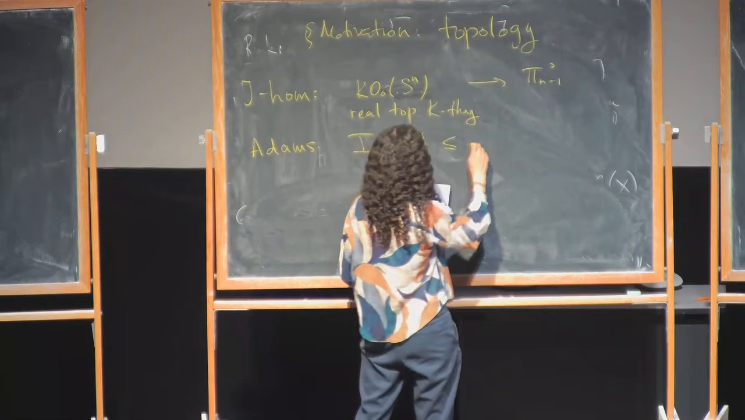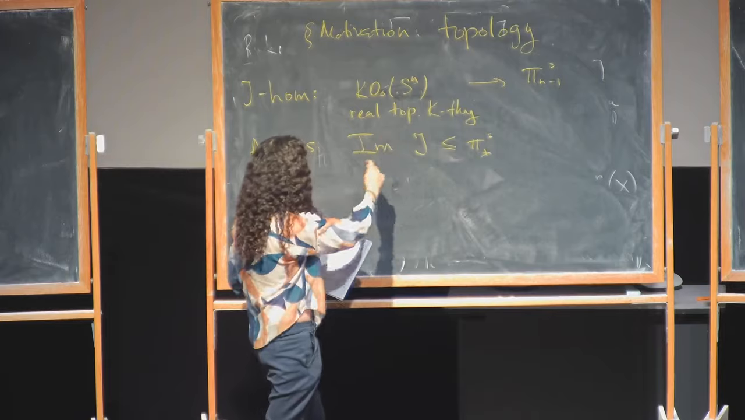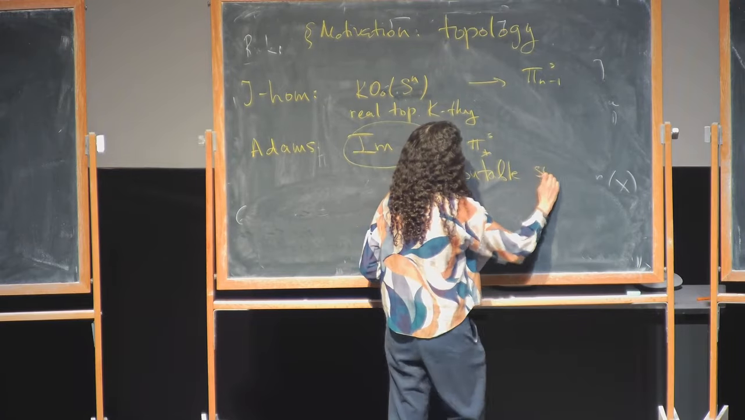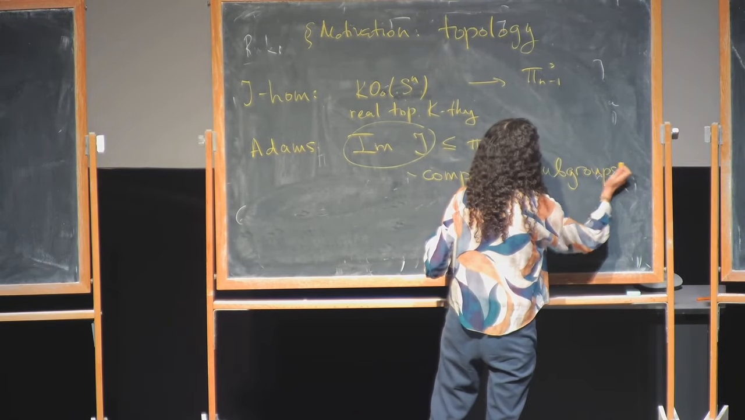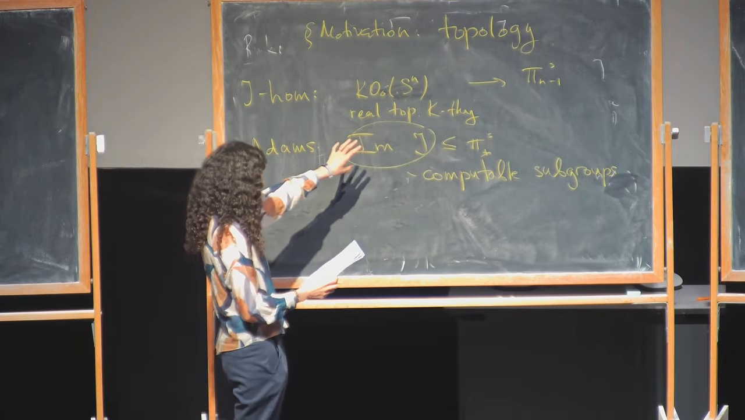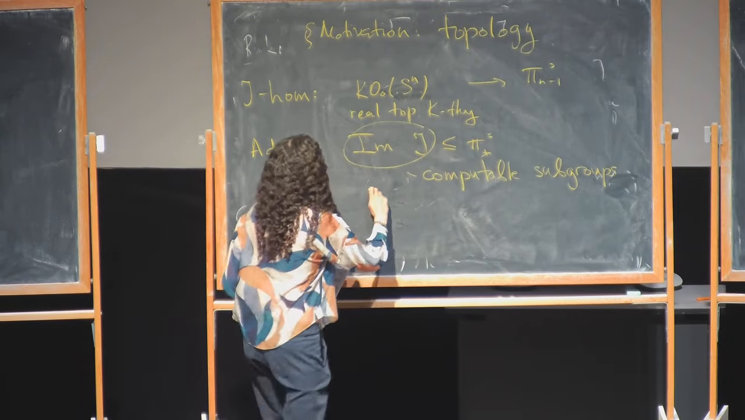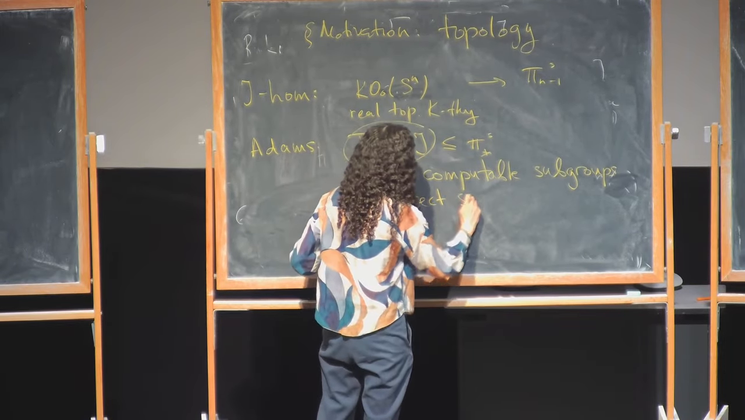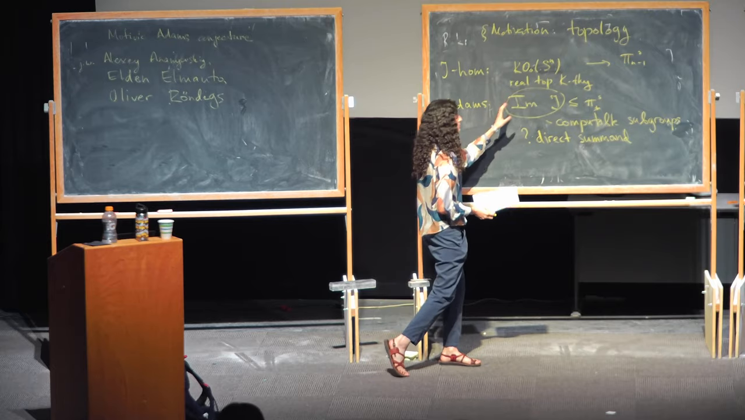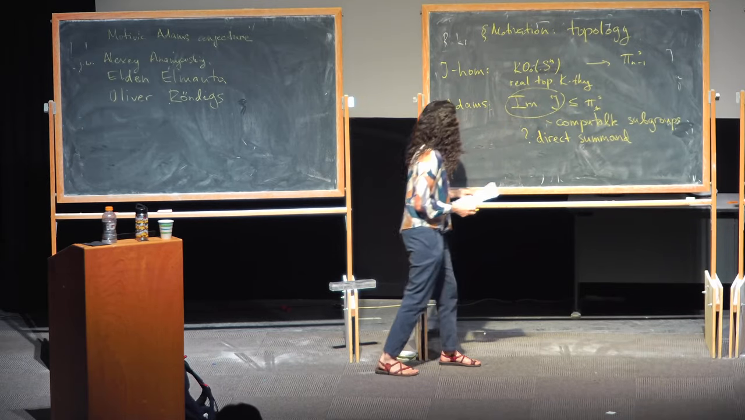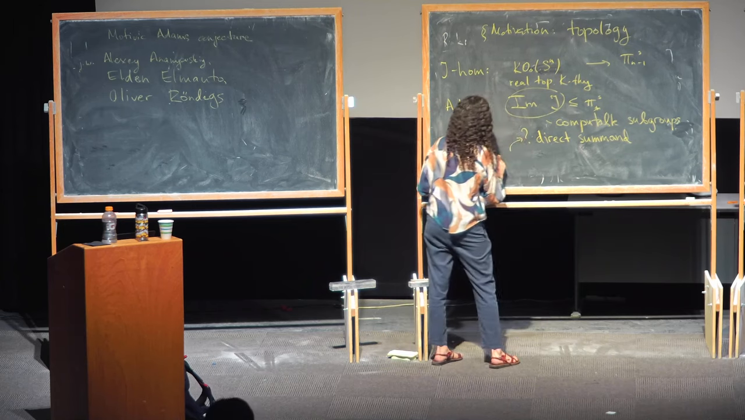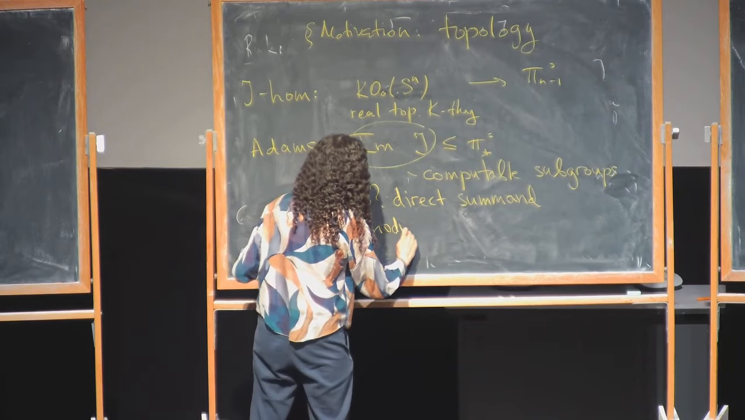So this thing inside here gives computable subgroups. Now, the expectation was that these computable subgroups actually split as a direct summand. And Adams has almost proved that this is true. He proved it up to a factor. And the result was true, modulo the so-called Adams conjecture. So yes, modulo a statement called Adams conjecture.